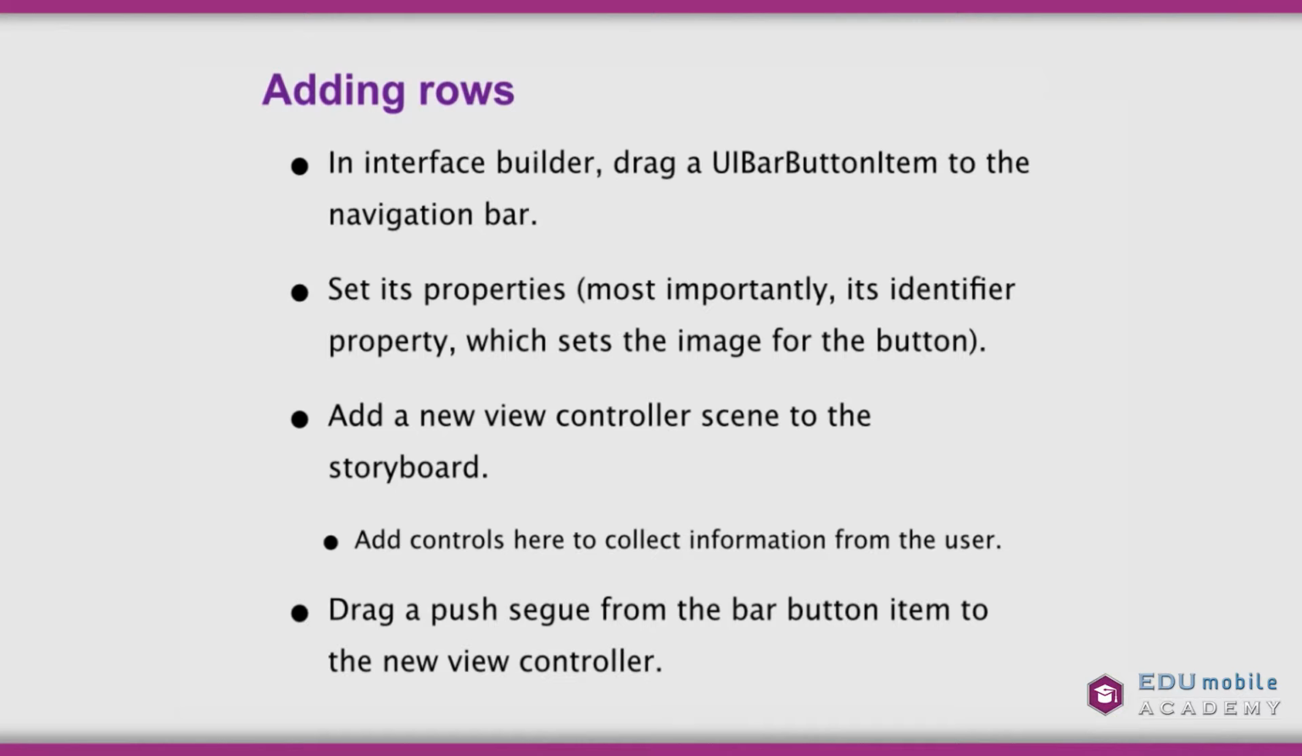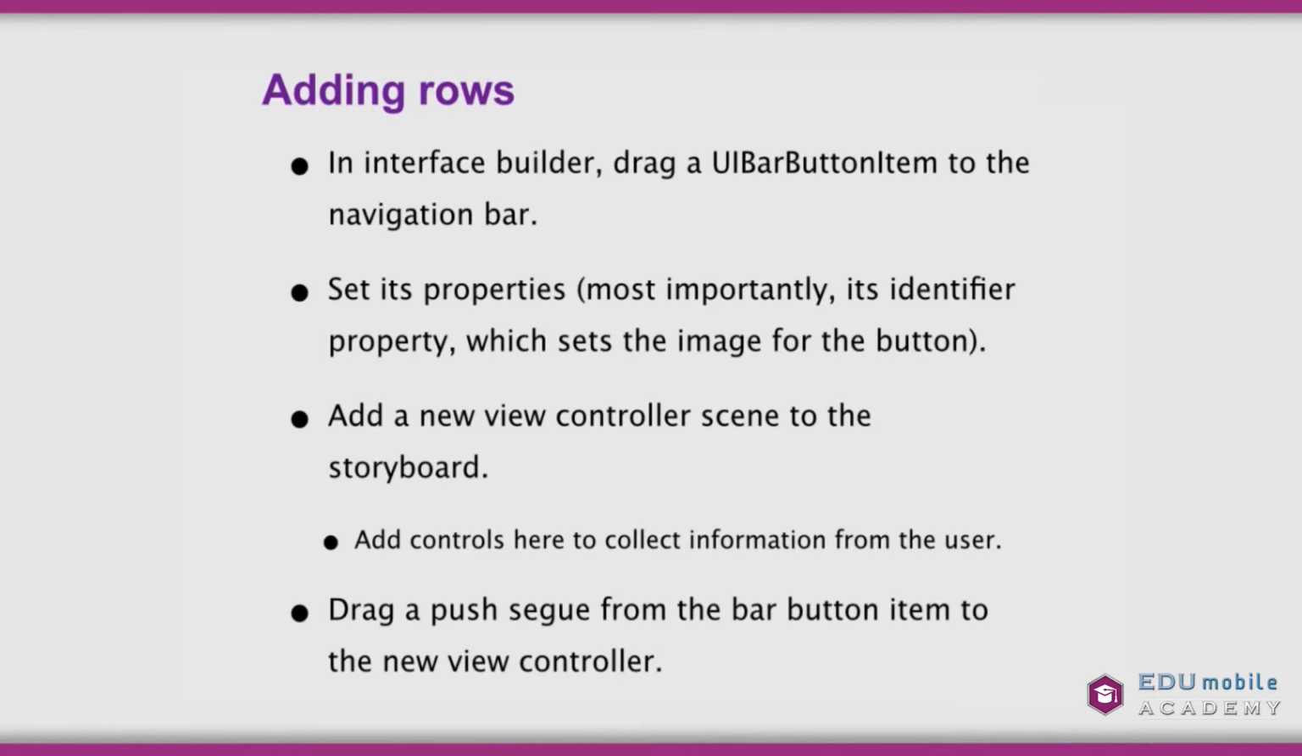Then we're going to add a new view controller scene to the storyboard and add controls to that view controller to collect information from the user. We should also add a control that ends the process. In other words, it's a trigger to tell the application that we want to add this information to the model.